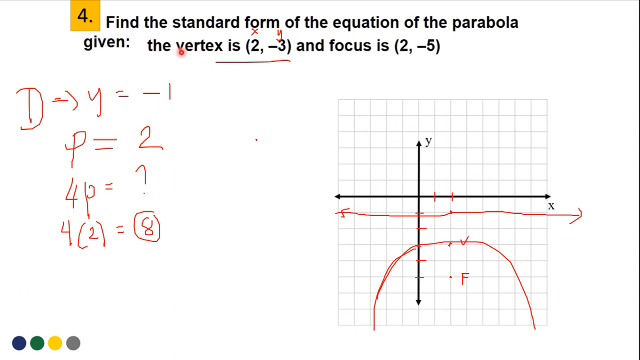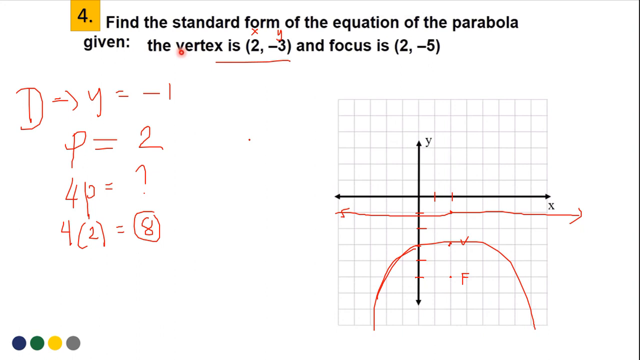HK or origin? You are slow to identify whether it's the origin or the vertex. HK po ba, sir? HK. Kasi nga, may laman yung vertex, hindi naman 0, 0 yan eh. Okay, so gagamitin natin yung HK, yung mahaba.